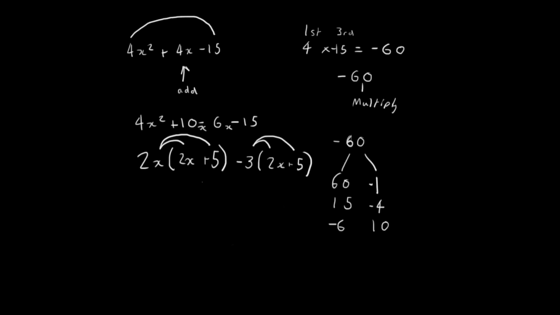So now we got the common factor again of these two here, so we'll pull that out the front, 2x plus 5, and 2x take 3. And there you have it. That is how you do non-monic quadratic trinomials.